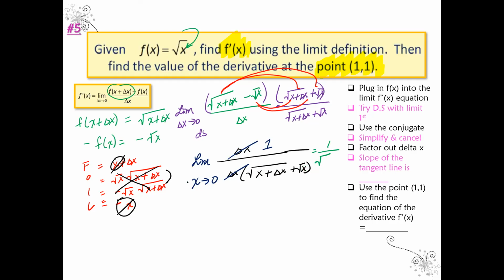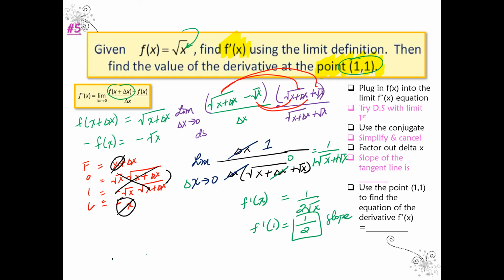This is the one, because this is a delta x approaching 0. So this becomes a 0. And we'll have a square root of x plus a square root of x. The coefficient is a 1 in front of it. So my answer is 1 over 2 square root of x. That's f prime of x. Don't forget your last part, which is x equals 1. So f prime of 1 is going to be 1 over 2. And that is my slope.